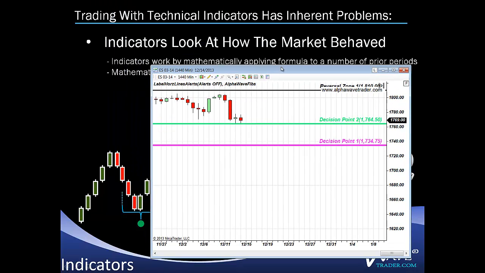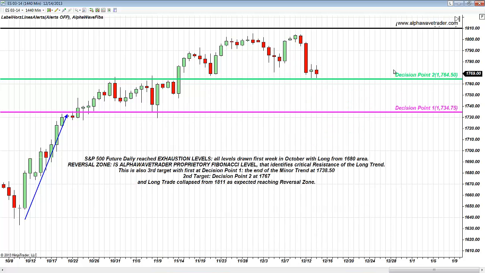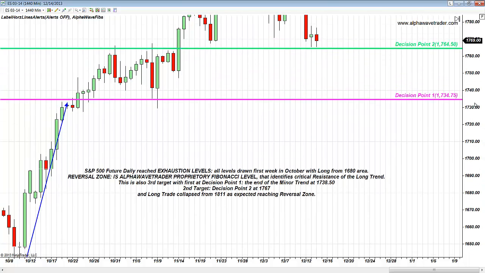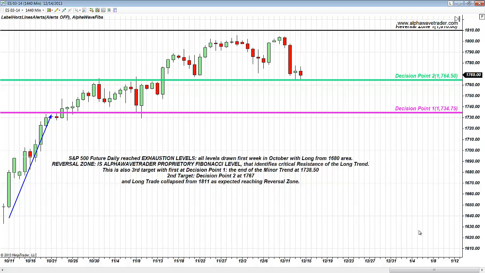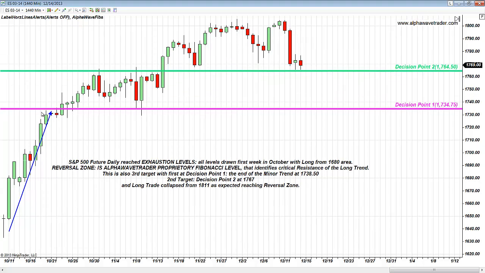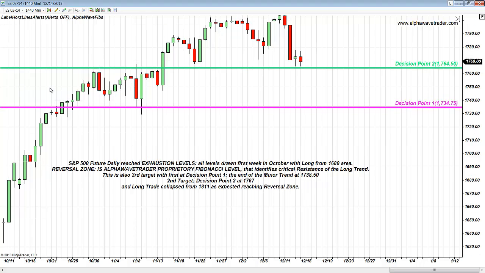For example, based on the Alpha Wave Trader method, this is an example of the S&P daily chart. All the levels had been drawn on the S&P daily chart the first week in October, spelling out where the trend exhaustion levels will be, which are reversal zones. All the levels in October were incredibly clear to identify the end of the minor trend, which is decision point 1. First week in October, it was incredibly clear that decision point 1 will be broken to the upside. The trend did not have enough strength to reverse.